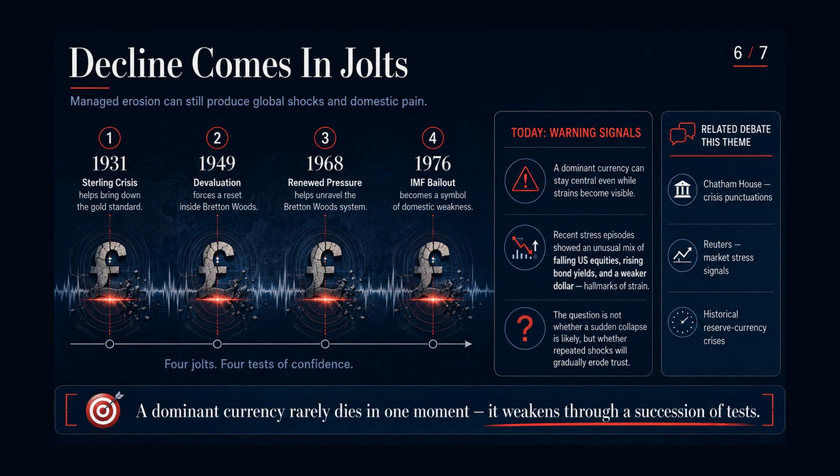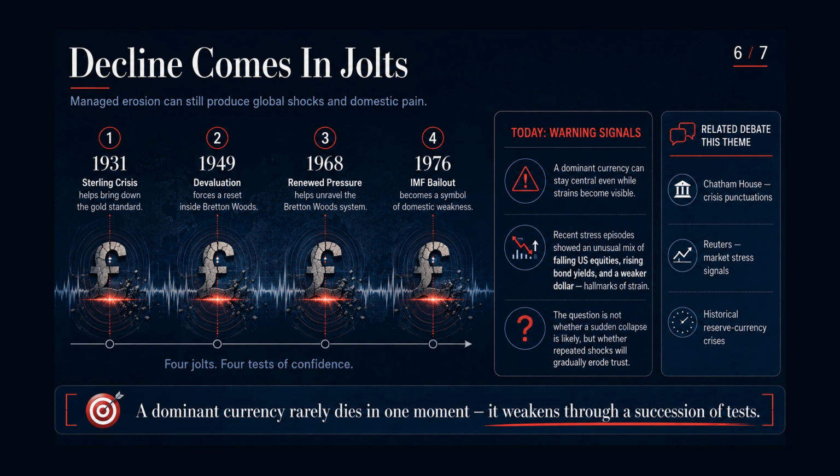This slide explains that currency decline may be slow, but it is not always smooth. Sterling's decline was interrupted by several major crises. In 1931, the sterling crisis helped bring down the gold standard. In 1949, devaluation forced a reset inside the Bretton Woods system. In 1968, renewed pressure helped weaken Bretton Woods further. And in 1976, Britain had to turn to the IMF for a bailout. These were not small technical events. They affected the global monetary system and also created domestic political pain inside Britain.